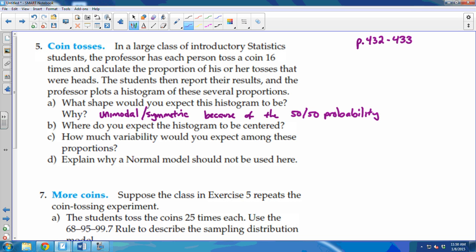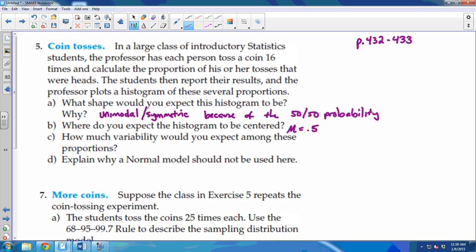Part B, where do you expect the histogram to be centered? Where should it be centered? 0.5. But we're talking about proportions, so we're not talking about the number, we're talking about proportions. All right, so we're expecting the histogram centered at 0.5, 50%. That makes sense.